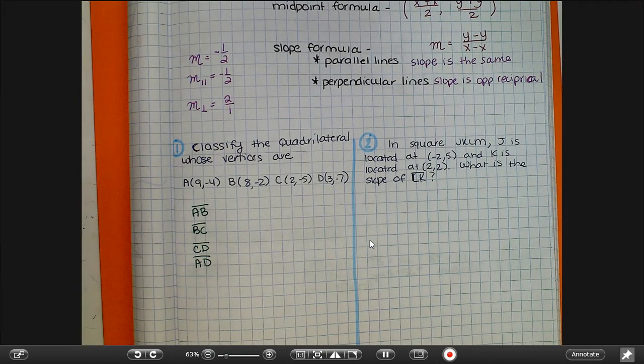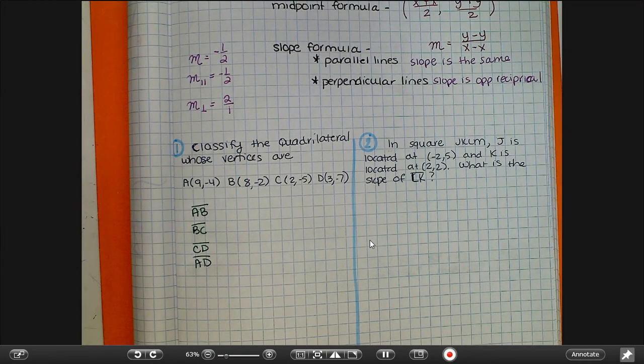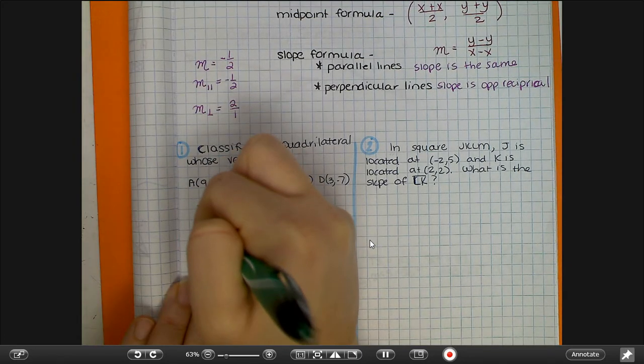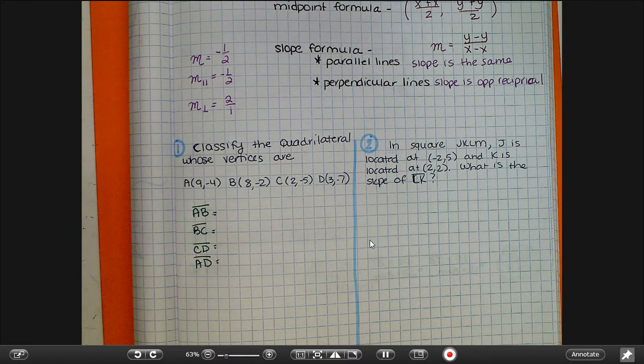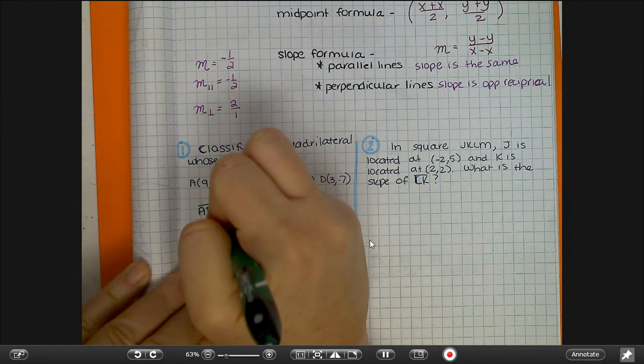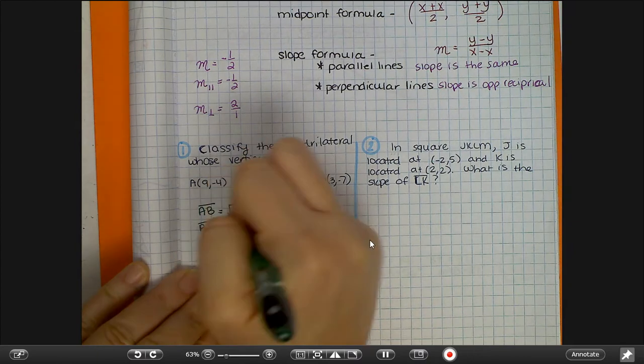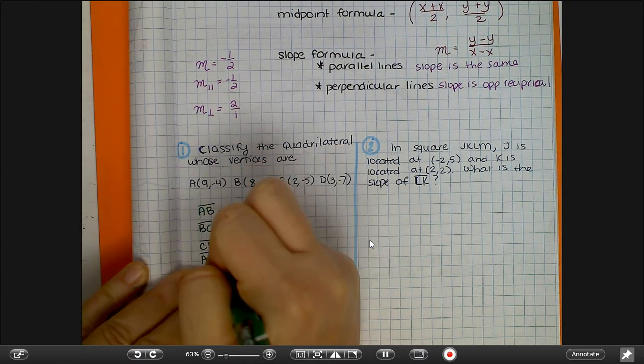Now, could you graph this? Of course you could, but you should still do this part to verify. Now, I'm going to kind of walk you through the way I do this quickly using the distance formula. So all of these are going to be distance formulas. We're checking lengths of sides.